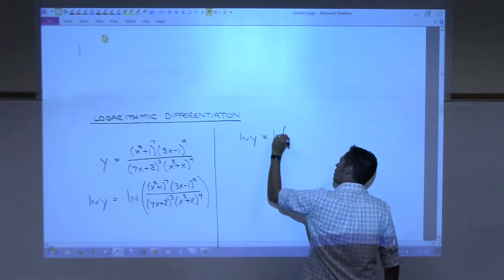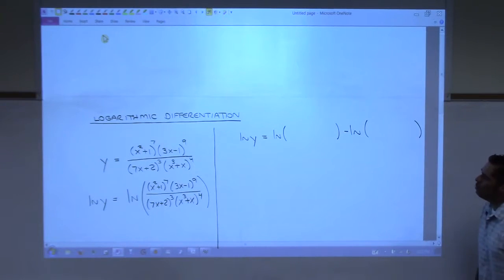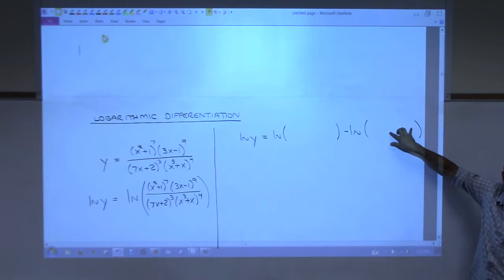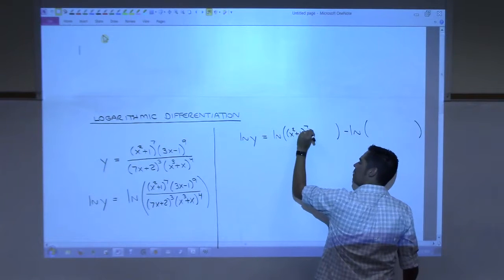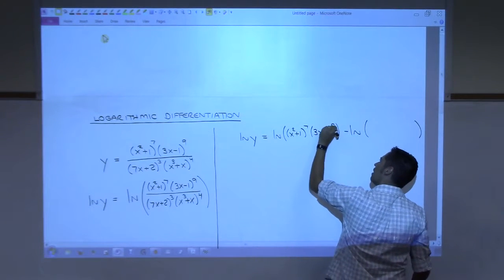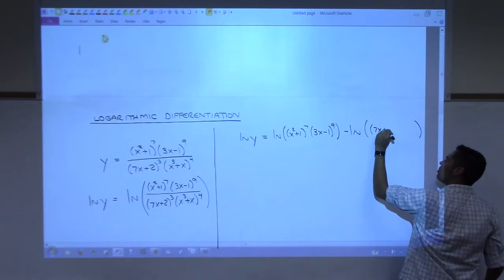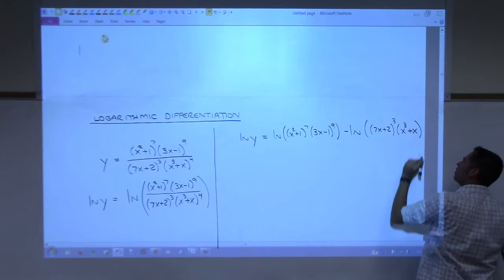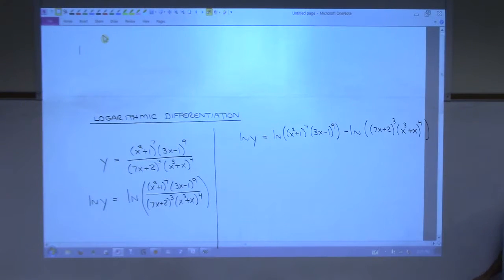I'm going to have one log right here, and it's going to have a bunch of stuff in it. This one's going to have a bunch of stuff in it like this. And my question is, what's in those? The top and then the bottom. The whole numerator is going in here. The whole denominator is going in here. And then you can split those up again. So I'm putting x squared plus 1 to the 7th, 3x minus 1 to the 9th here. Over here I'm putting 7x plus 2 cubed, and then x cubed plus x to the 4th. That's in that one.